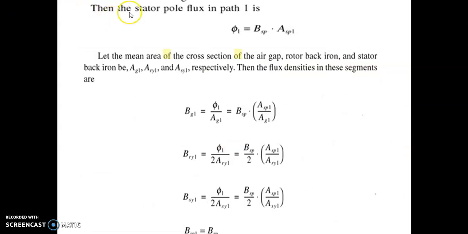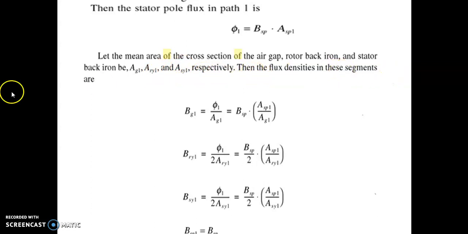Now let us calculate the stator pole flux in path 1 as phi1 equal to B suffix Sp into A suffix Sp1. We know that the formula for flux is nothing but the product of flux density multiplied by the area. So from this we are obtaining. Let the mean area of cross section of the air gap, rotor back iron, and the stator back iron be A suffix G1, A suffix RY1, and A suffix SY1 respectively.